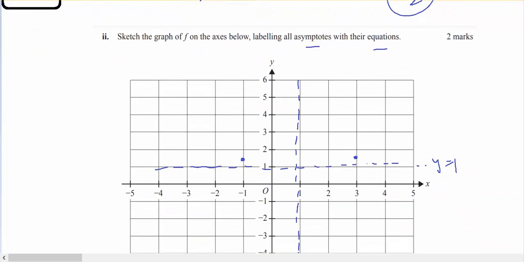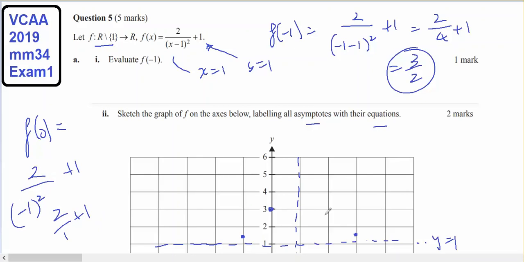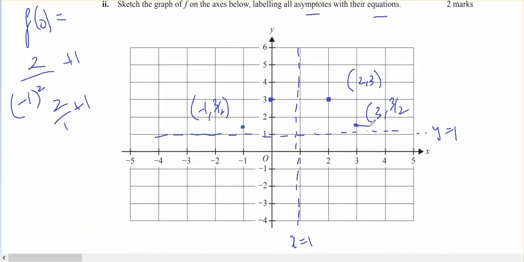It's not going to have any x-intercepts, we will have a y-intercept, so let's work out what that is. So f of 0 will equal 2 on top of (-1) squared plus 1, which is 2 on 1 plus 1, or 3. That means there will also be a coordinate at (2, 3), and (3, 3 on 2), and (-1, 3 on 2), and now I'm ready to sketch. It's going to be asymptotic towards the asymptote of y equals 1, and go through those 2 points, and it's going to be asymptotic and go through those 2 points.